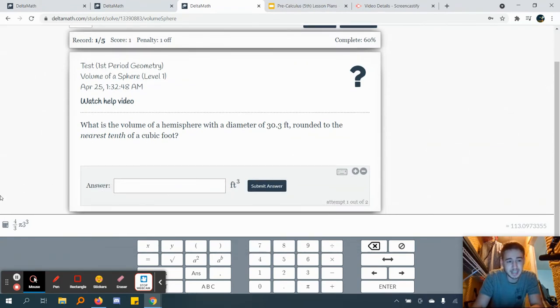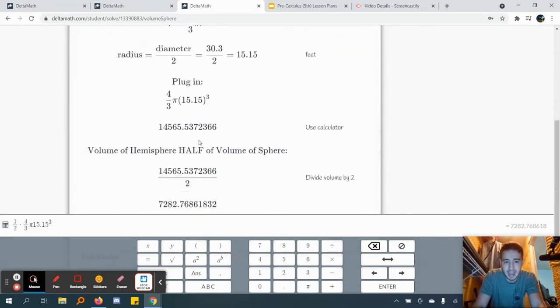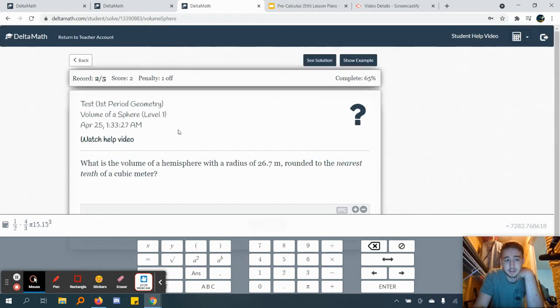Hemisphere means half a sphere. So if we ever see those, we just want 1/2 times this. And we want this to be diameter of 30.3. And they're being a little bit extra here. So 30.3 over 2 is 15.15. We're just going to have to go with that. 7282.76 rounds to 8. Hemisphere is just half of a sphere, so we cut that in half.